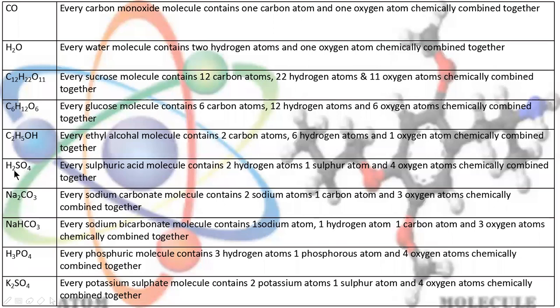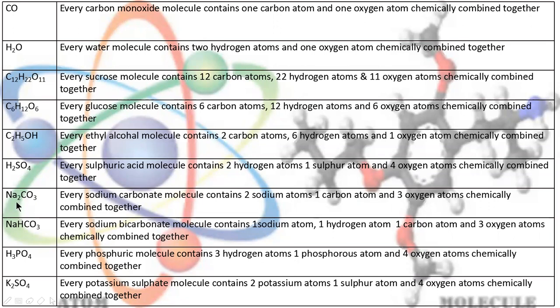Next is H2SO4. H for hydrogen 2, S for sulfur 1, O for oxygen 4. Clear? This is the formula of sulfuric acid. It contains 2 hydrogen atoms, 1 sulfur atom, and 4 oxygen atoms chemically combined together.